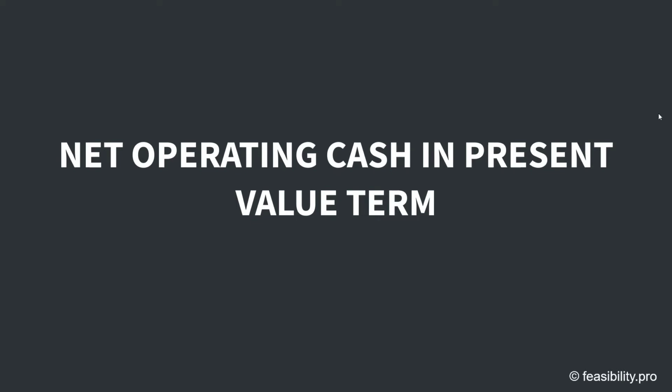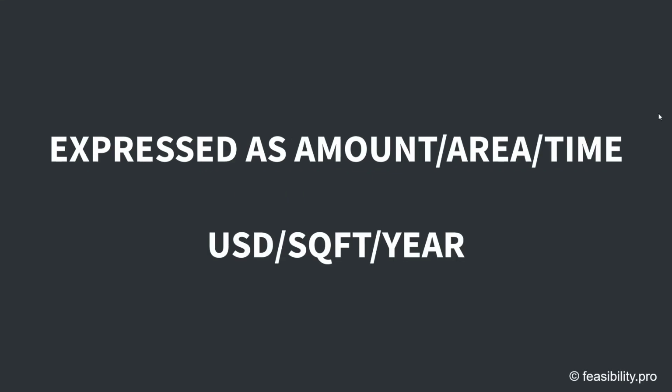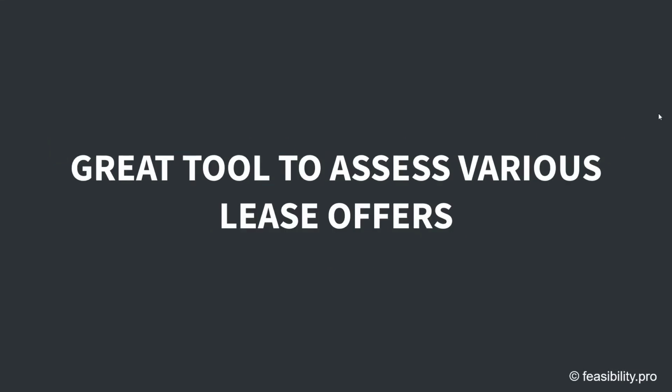Obviously, when we say cash remaining, we are talking about the cash in present terms, i.e., taking the time value of money into account. The net effective rent is expressed as an amount over a unit area over time. So it is like dollars per square meter per month or per year, whatever it is. Effective rent is a very great tool in assessing various lease offers for a space.